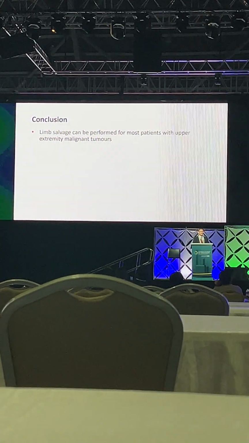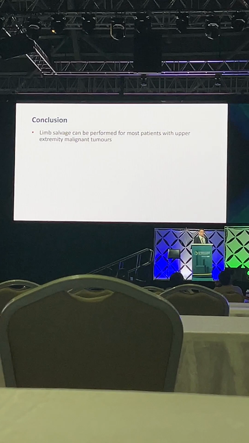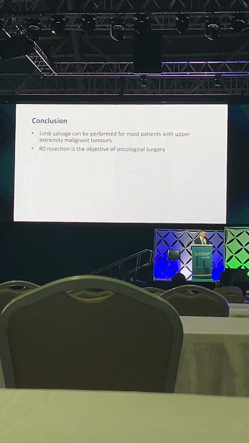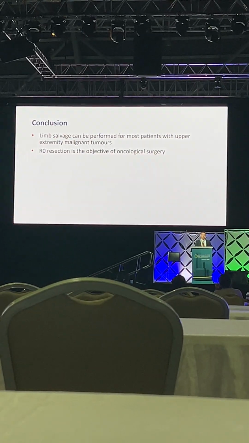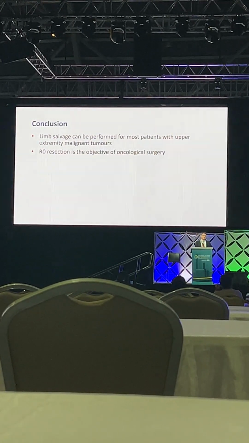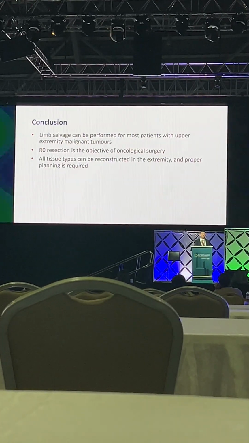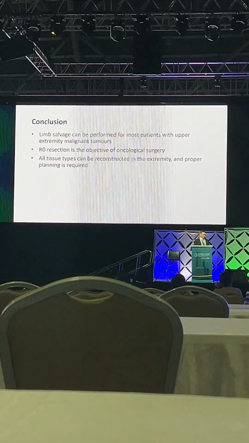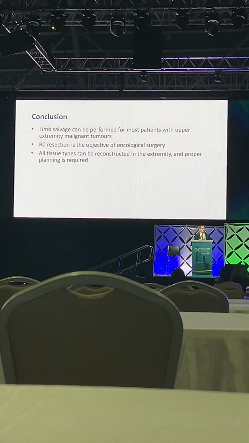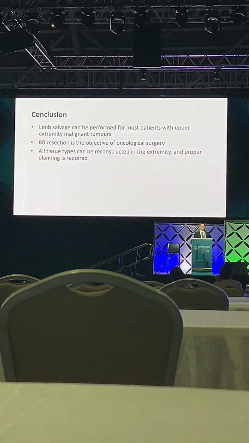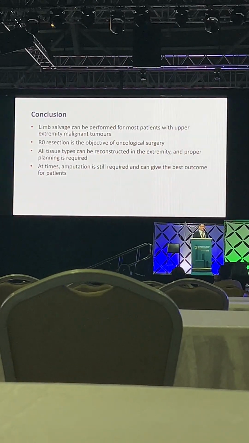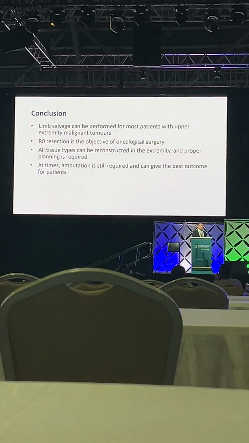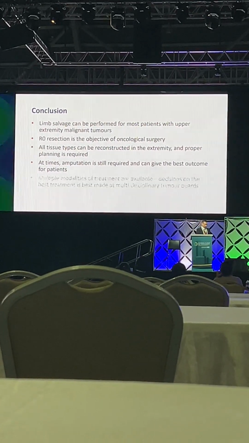limb salvage can be performed for most patients with upper extremity malignant tumors. The objective is control the cancer first. No point having a beautiful reconstruction when the patient gets a recurrence within 6 months and passes on. We can reconstruct everything, we know that. And we should be involved in the care of the patient from the word go. Preferably, we be the ones doing the resection too, because we understand oncology. And finally, don't discount amputation, sometimes that's required.